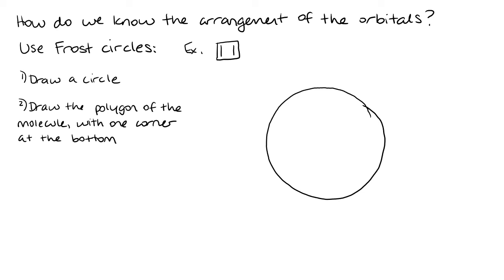Next, we're going to draw the polygon of the molecule with one corner at the bottom. So polygon is a shape. Benzene is a hexagon. So in the case of benzene, we would draw a hexagon inside the circle with one of the corners at the bottom. In our example, our molecule's shape is a square. So I will draw a square, and I want to make sure that one of the corners of the square is at the bottom of the circle.